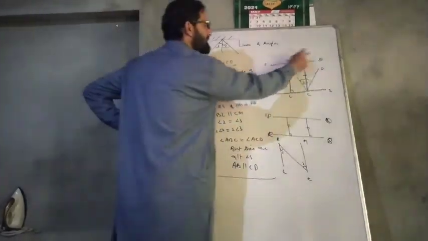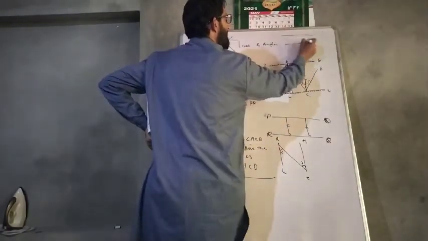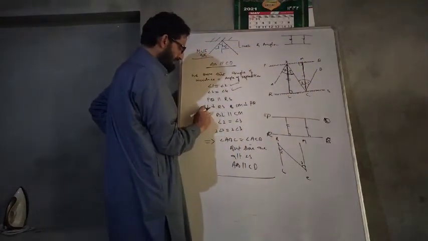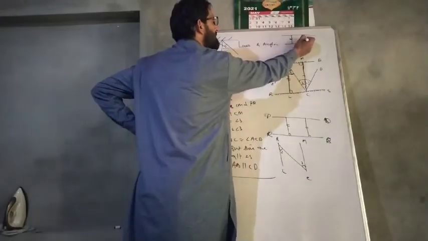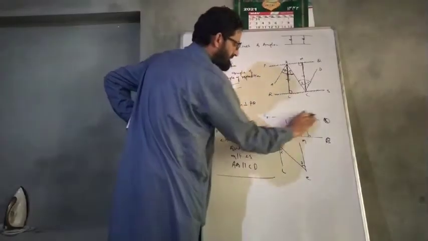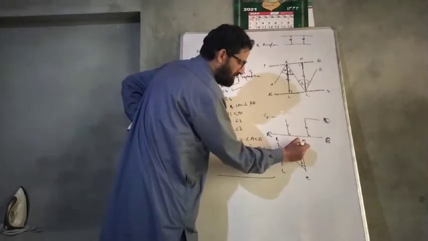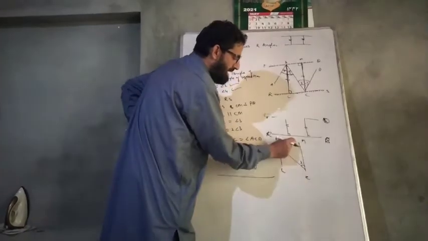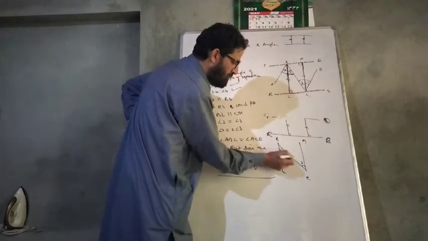Now we know that PQ is parallel to RS. When two lines are parallel and two perpendiculars are there, these perpendiculars are also parallel to each other. Since BL is perpendicular to RS and CM is perpendicular to PQ, therefore BL is parallel to CM. When BL is parallel to CM, what is BC? BC is a transversal. Therefore angle 2 is equal to angle 3.